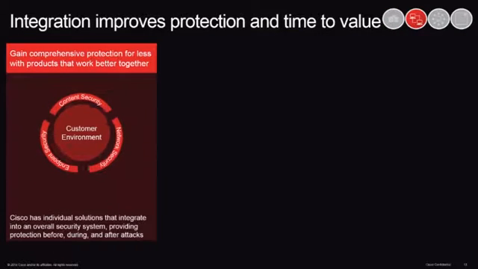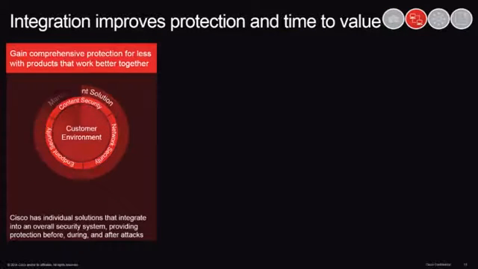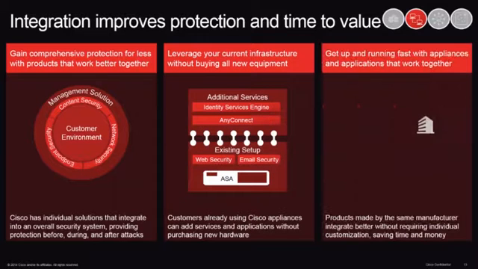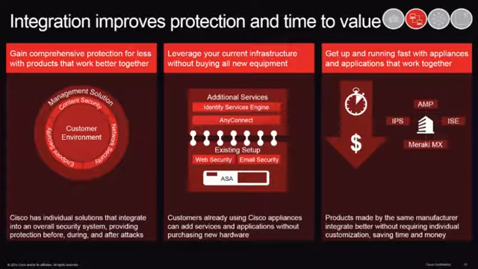Cisco products work better together, integrating to provide more comprehensive protection across the entire environment. Because of their unique integration capabilities, multiple security features can be run on a single appliance, like ASA. Because they work together and integrate into customers' existing Cisco network infrastructure, they can leverage current setups without costly upgrades. With simplified integration, customers can get up and running faster without waiting for lengthy customizations in order to realize results.